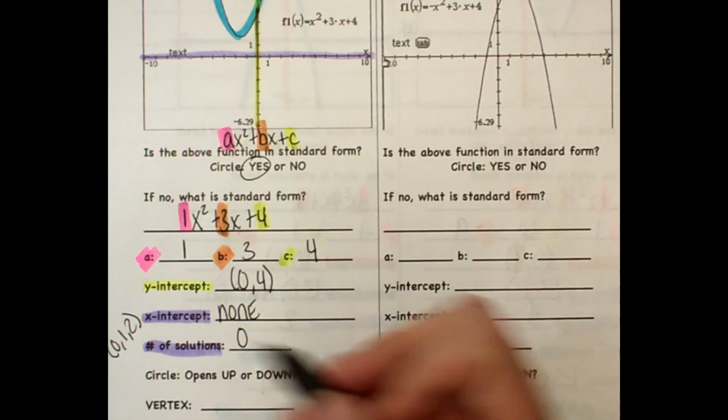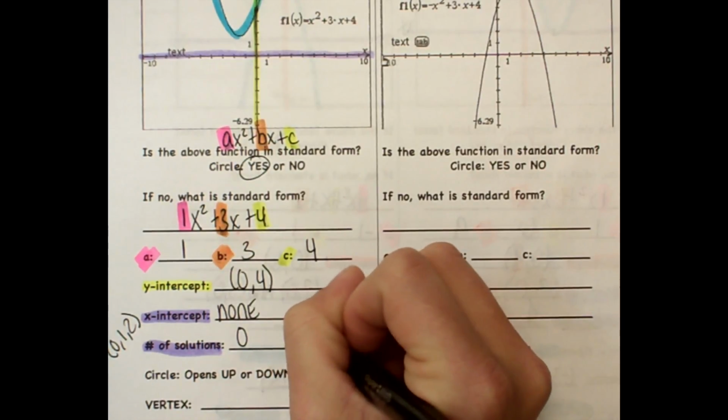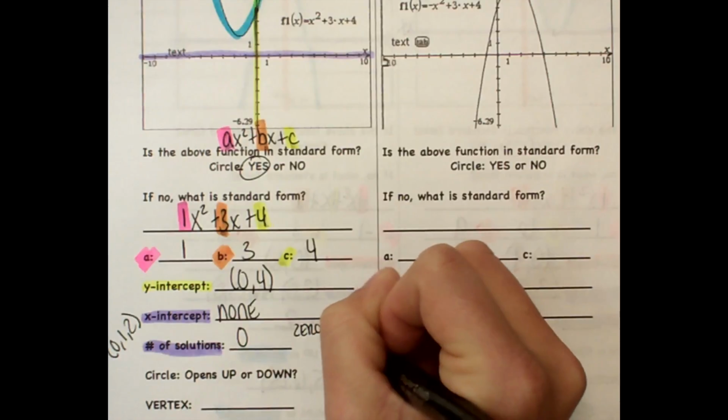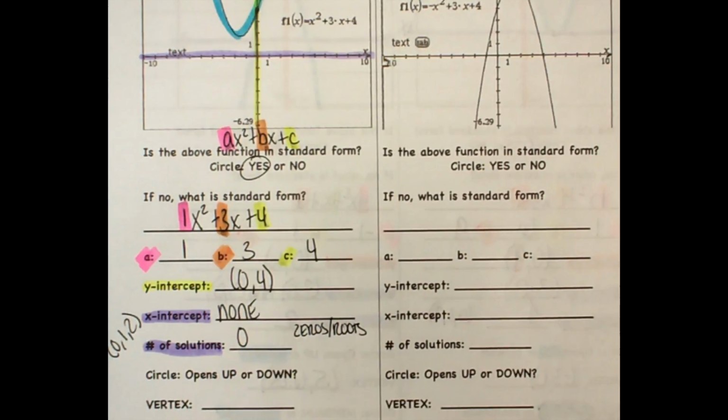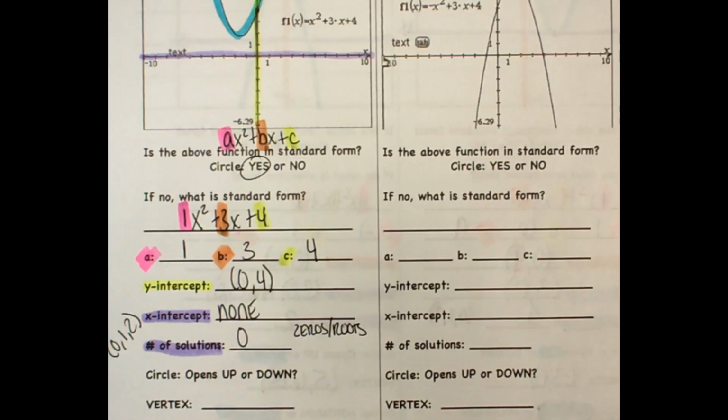All right, so other words they could use instead of solutions could be zeros or roots. We need to remember they could ask the same question 4 different ways. What are your zeros? What are your roots? What are your solutions? These are all names for x-intercept.